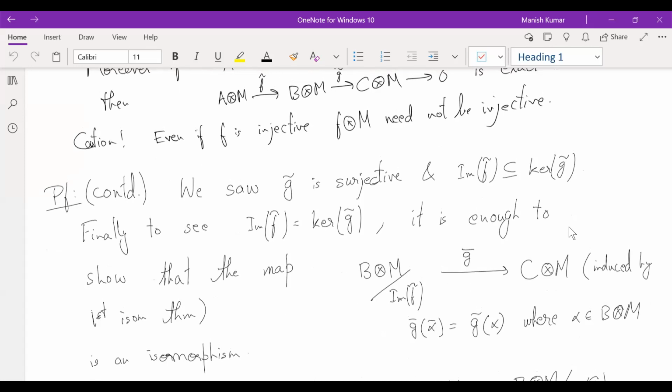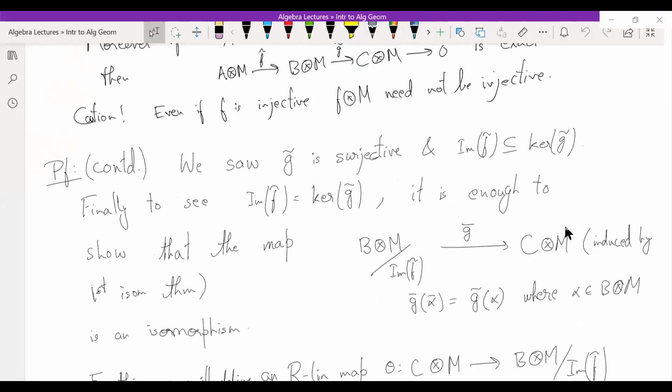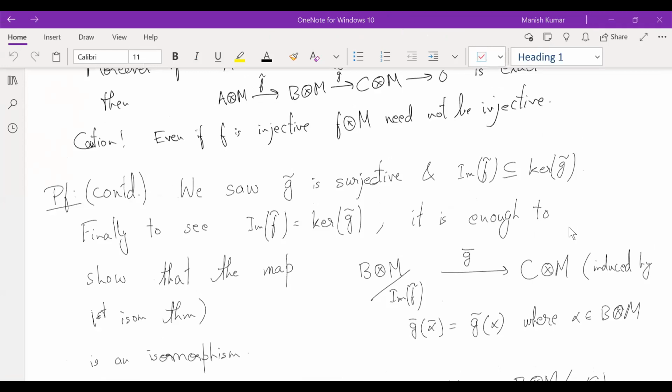What we have to show is that this map G bar, which sends an element alpha bar here, alpha bar you can think of as alpha plus image F tilde, if you like, G bar sends alpha bar to G tilde alpha. That is the map you get from the first isomorphism theorem. So we have to show that this G bar is an isomorphism. Is that clear, everyone? Any questions so far?